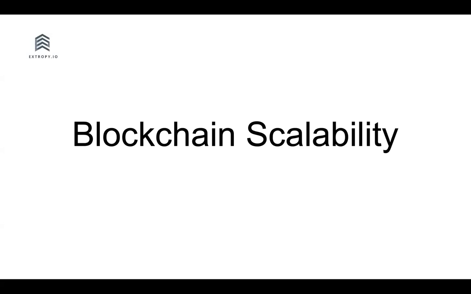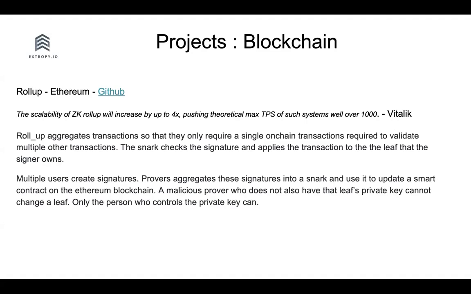Because of the scalability problems, I've already mentioned the amount of storage needed, but also things like throughput of transactions is problematic for Bitcoin and Ethereum. So people have come up with schemes to get around this. There's the idea of roll-ups. So a quote there from Vitalik Buterin.